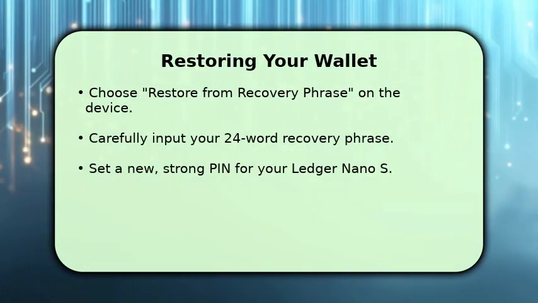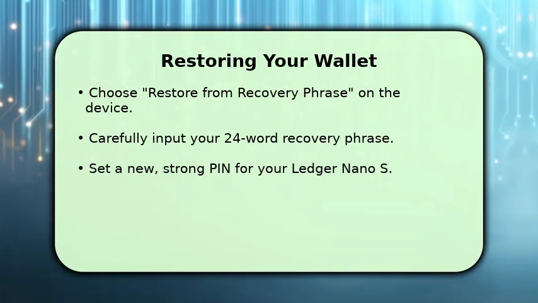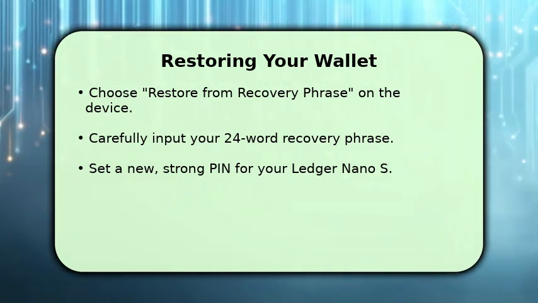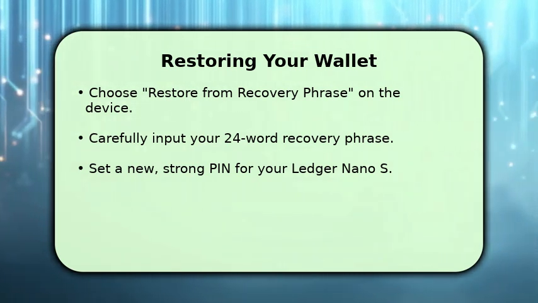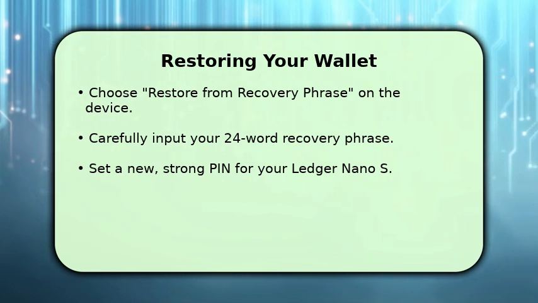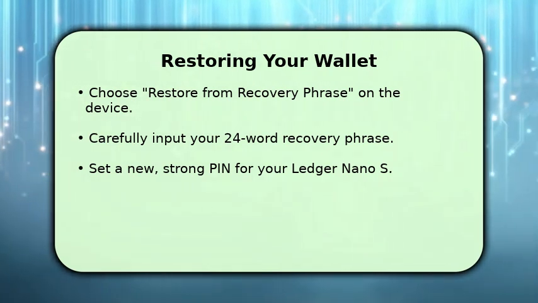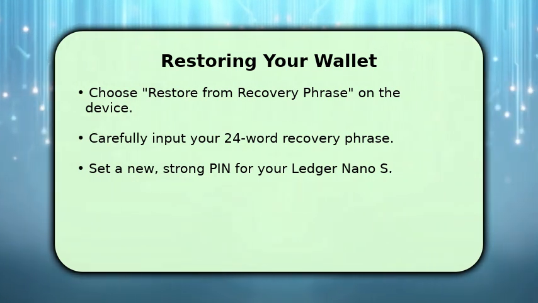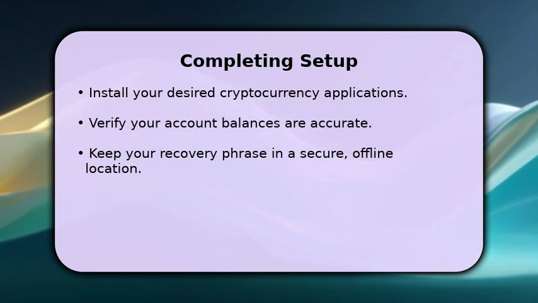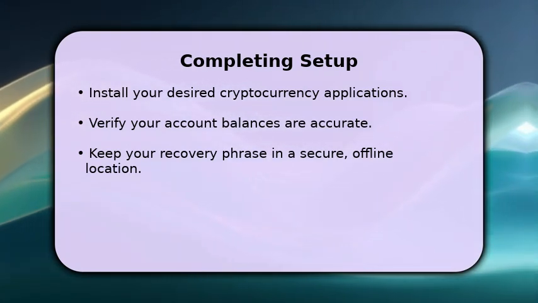Once the device is reset, you'll be prompted to set it up as a new device or restore from a recovery phrase. Select Restore from Recovery Phrase and then carefully enter each of your 24 words in the correct order using the device buttons. After successfully entering your phrase, you will then create a new, secure PIN for your Ledger Nano S.